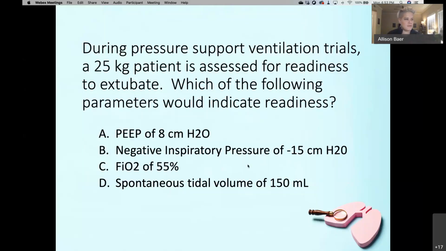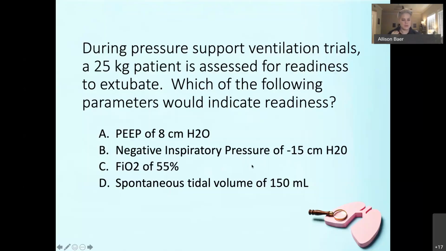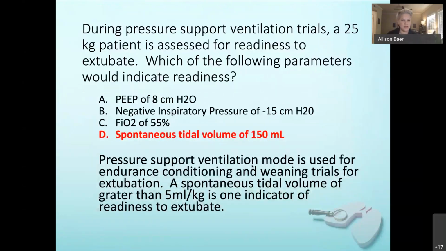And while it's finalizing the answers: a spontaneous tidal volume of 150. The key here is that they are 25 kilos. A spontaneous tidal volume of more than 5 per kilo is an indicator you're ready to extubate. We used to put our kids on a 10 per kilo tidal volume, and that's been shown to cause a lot of volume trauma. So typically we're in more of a 4 to 7 or 8 range. Usually you don't want to get up much more than 8 per kilo, but a spontaneous tidal volume of 150 is, by my math, 6 per kilo. So it's more than 5 per kilo. That's a pretty good tidal volume.